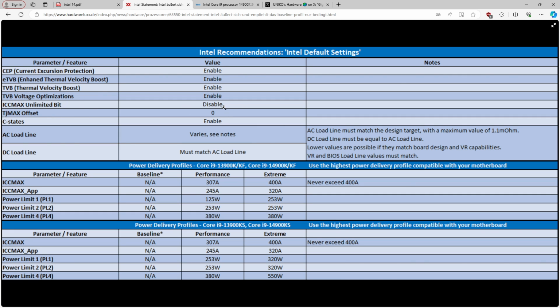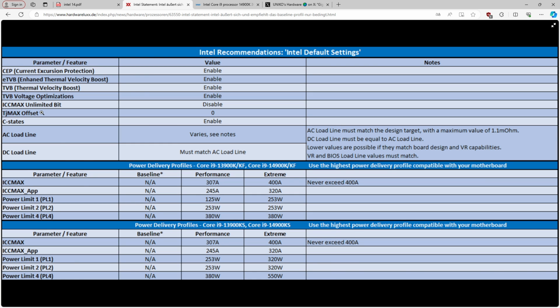Then we have the ICC Max Unlimited bit. This is enabled, of course, because the Intel recommendations say it should be disabled, so of course it's enabled. Basically, this means you don't have a current limit. If the ICC Max Unlimited bit is turned on, it doesn't matter what current limits you punch into the ICC Max setting in your BIOS, the CPU will just completely ignore it, and you do not have a current limit. By default, this is turned on. On Gigabyte, if your ICC Max is set to auto in the CPU configuration, in the advanced CPU settings, that is ICC Max Unlimited on.